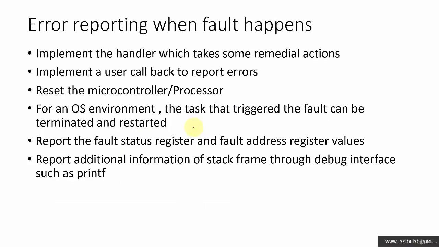In summary, you have to follow a couple of points in order to report the error when a fault happens. You can implement the handler, which takes some remedial actions, and implement a user callback to report errors. For example, in this case, you can call a user callback from the usage fault handler to indicate an error, or you can reset the microcontroller or processor. If it is an OS environment, the task that triggered the fault can be terminated and restarted. You can report the fault status register and fault address register values, and you can report additional information from the stack through the debug interface such as printf.